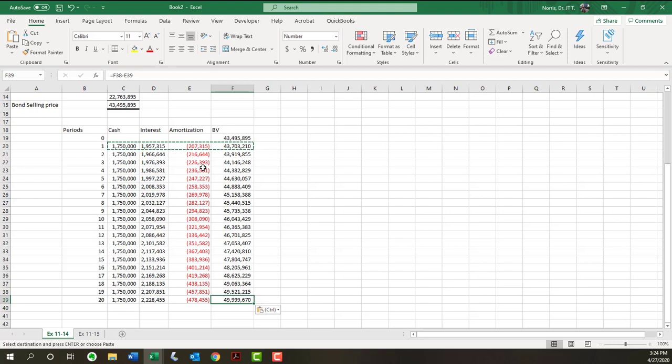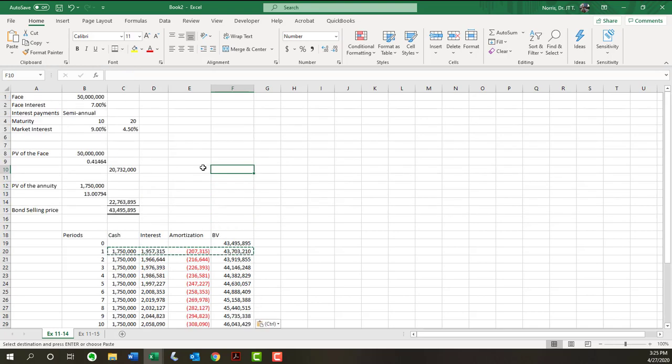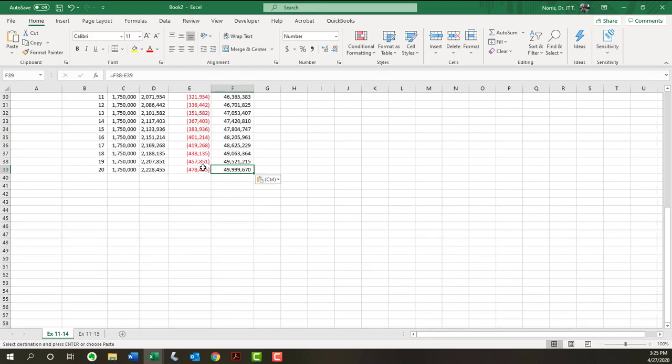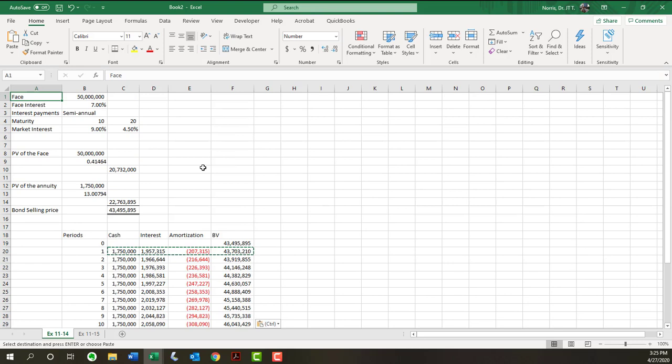The reason that this is 49,999,670 is due to the factors being only 5 digits. If the factors had been carried out to their natural conclusion based on a formula, then that calculation would have been exactly 50,000,000. But this is close enough. All right, so we can settle on that. So that's the amortization of a discount using the effective interest rate.